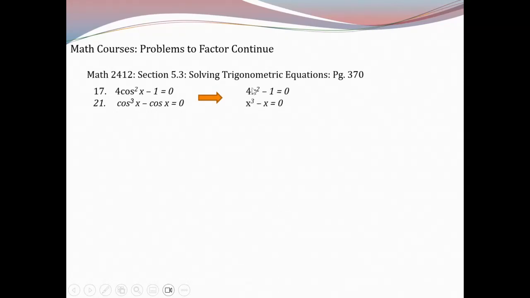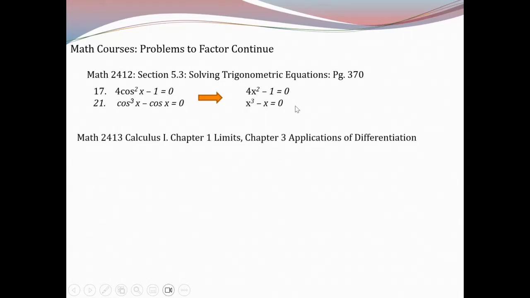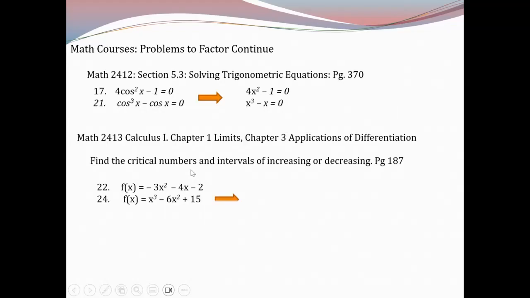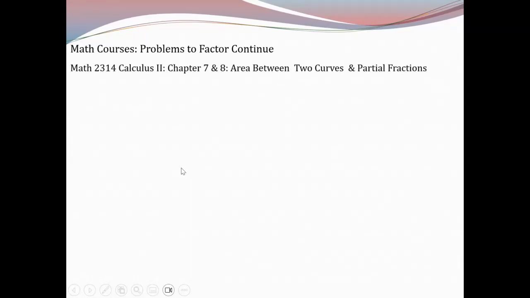Right, so first, the cosine, you convert it to 4x squared minus 1, and then afterwards, you substitute the x back to the cosine and then solve for the unit circle. Calculus 1, limits again. Limits and critical numbers, by taking the derivative. Calculus 2, find the area between two curves.